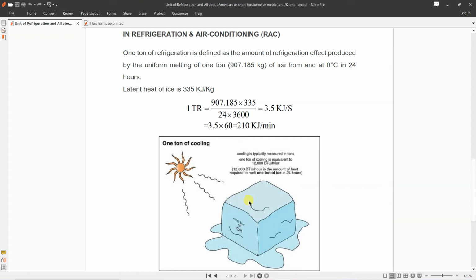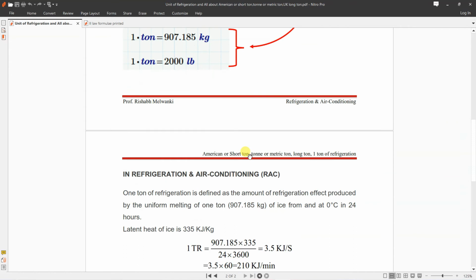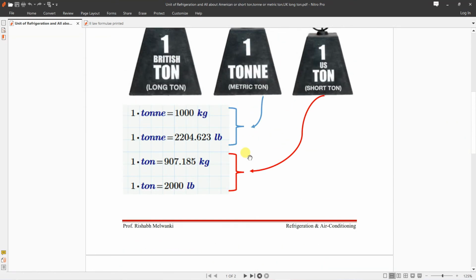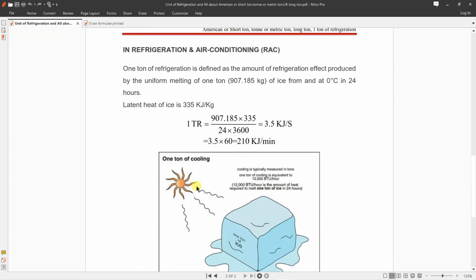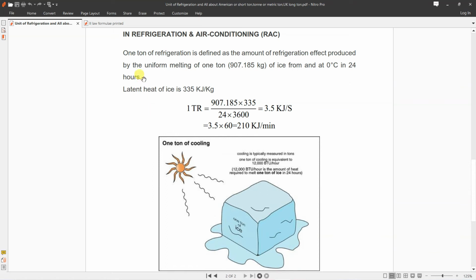Okay, now this is not equal to 1000 kg. It is equal to 907.185 kg. So you have to remember that it is the short ton. So we are using 1 US short ton. So 1 US ton is equal to 907.185 kg. That is why we'll see this definition again.